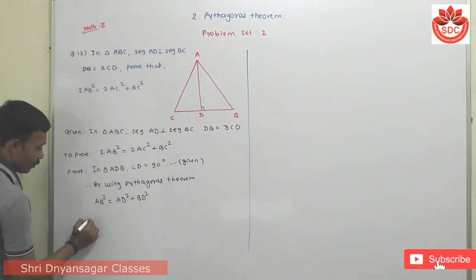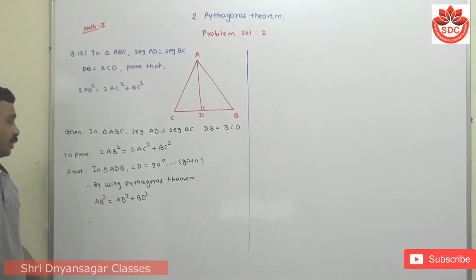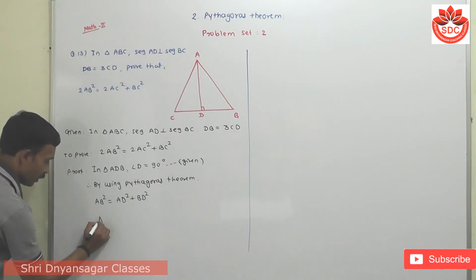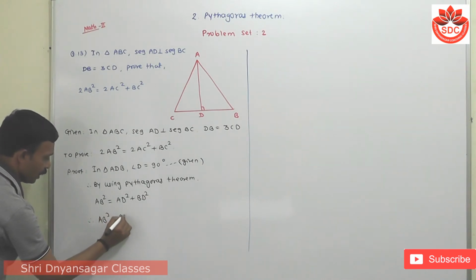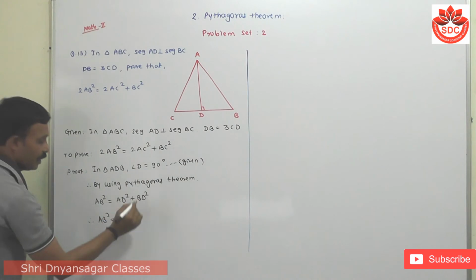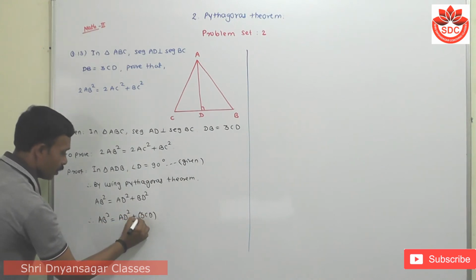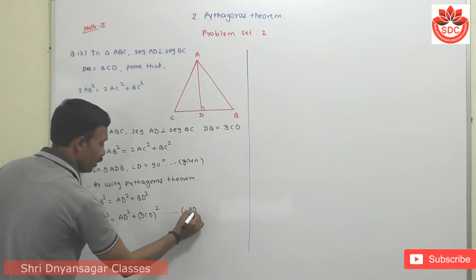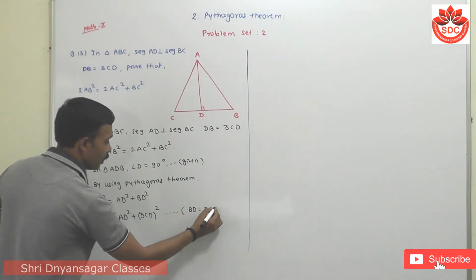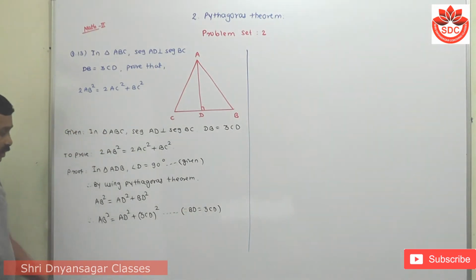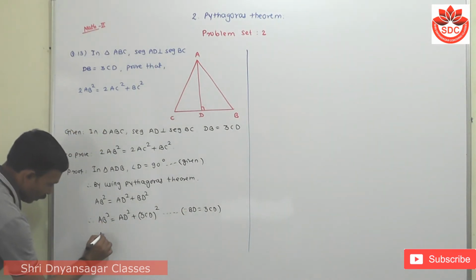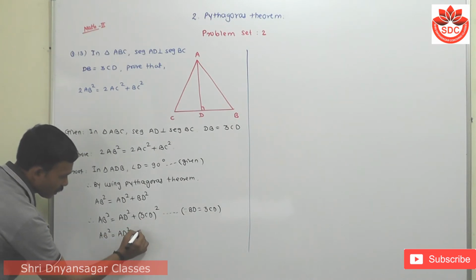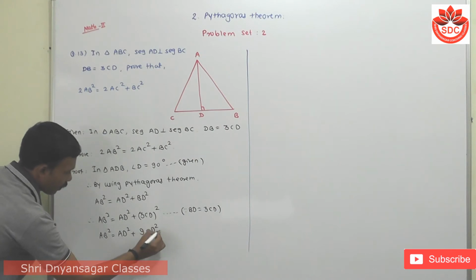Okay, then substitute the value of BD. BD means DB. Here we get that AB square is equal to AD square plus DB, which is 3CD, squared, because here I have written BD is equal to 3CD. Then the square of this gives AB square is equal to AD square plus 9CD square.